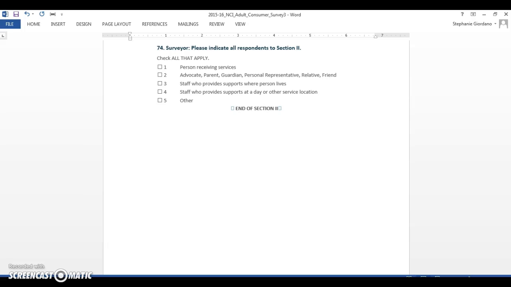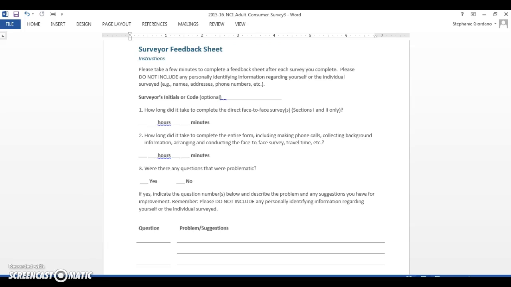We do have a few questions that are just for the interviewer. And those questions are here on this surveyor feedback sheet. There are just some basic questions about the survey itself, the survey process, how long it took to complete the face-to-face survey, how long it took to collect some of that background information, and whether there are questions that were particularly problematic for you. So whether you had difficulty asking or understanding what a question meant, that is what we're looking for here. Those suggestions that we get are really important in helping us keep up to date with the survey and make tweaks when necessary, so we appreciate your input here.